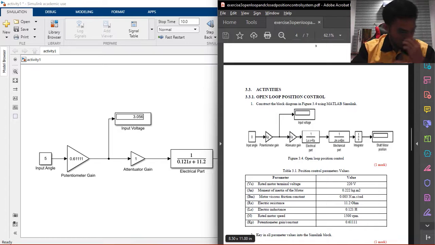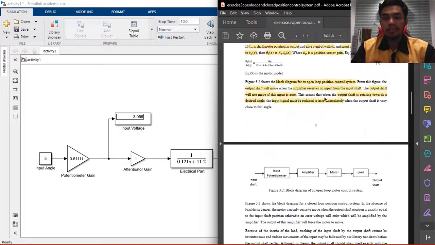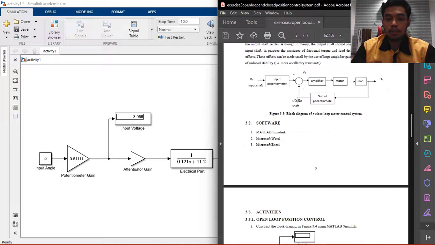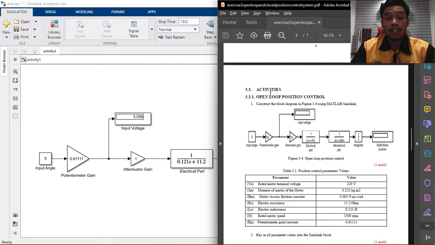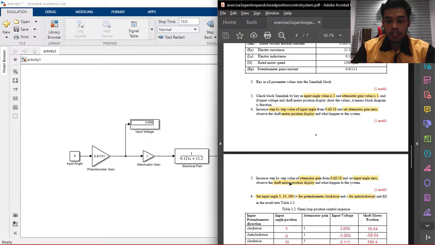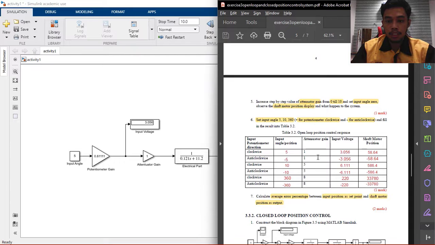Today we will present the open and closed loop position control system. I will present activity number 1, which is the open loop position control. This is the block diagram that we need to construct. Then we need to key in all the values related to the block diagram, and after that I will present table 3.2, the open loop position control response.